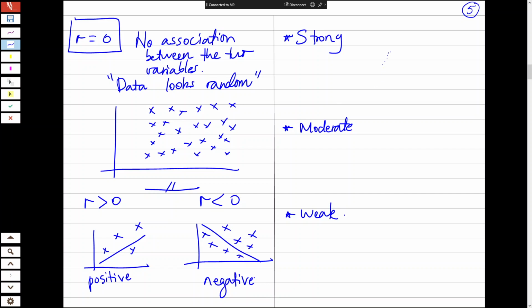When I use these alligator symbols, you know what that means? Greater than, less than? Yes? I better write it just in case. Greater than, less than.